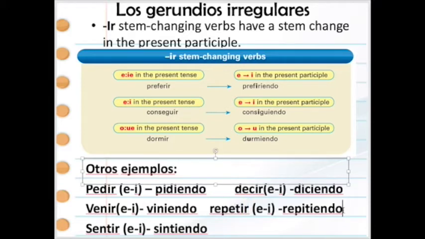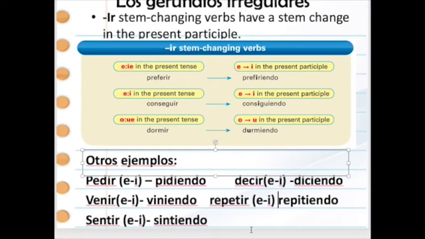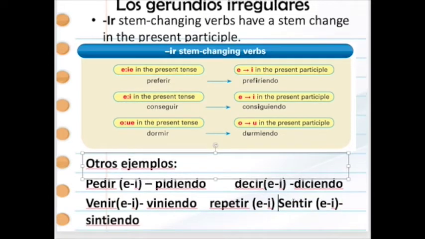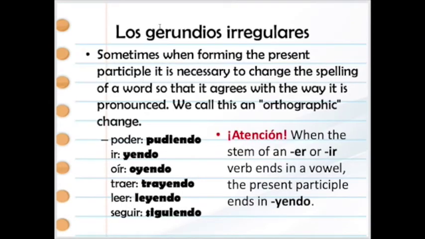So to kind of give you my thought process here when I'm doing this. Let me just delete this and write it again. We're going to take R-E-P-E-T-I-R, repetir. You can kind of guess that that means repeat. We're going to take the ending off first. Then we're going to change this E to an I. And then we're going to add on -yendo to mean repeating. Repeating, repitiendo. Okay, let's go to the next part.